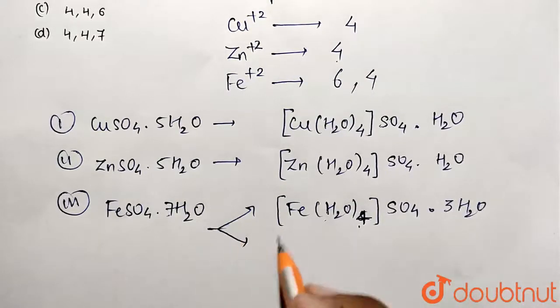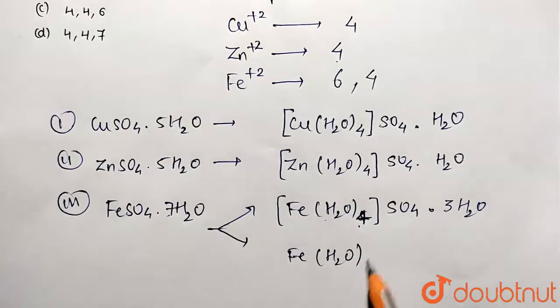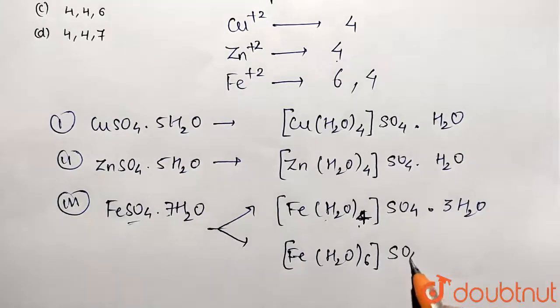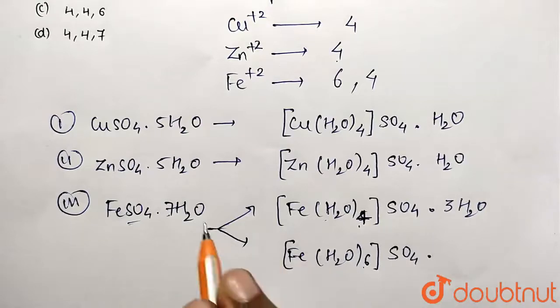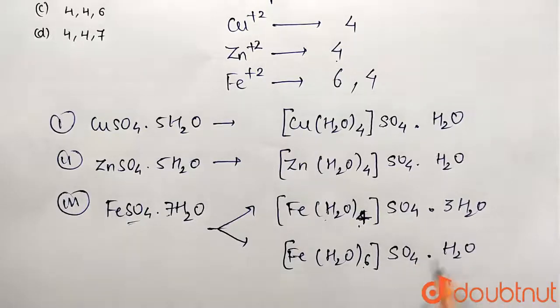Similarly, you can do it with coordination number 6 as well. That means iron is surrounded by 6 water molecules, so this is [Fe(H2O)6], and the anionic sulfate part is outside. How many water molecules remain? We have utilized 6 and are left with only 1, so we mention H2O over here. So this was the correct answer.